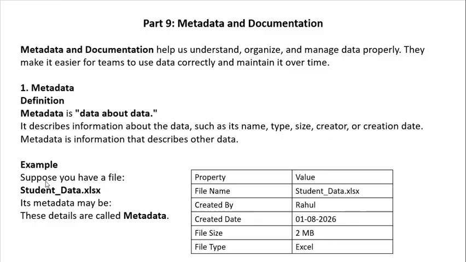For example, suppose you have a file, student data.xlsx. The details are called metadata, with properties and values. The file name is student data, created by Rahul, the creation date is given, and the file size is given, like 2 MB. The file type is Excel, Google Sheet, or any spreadsheet.